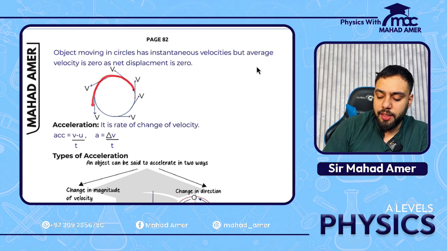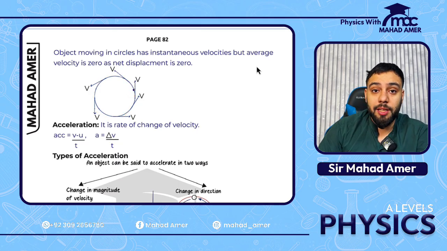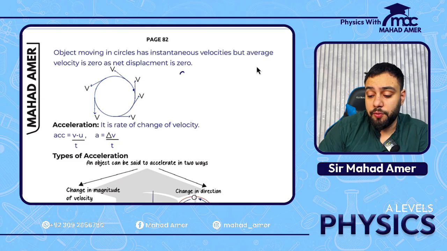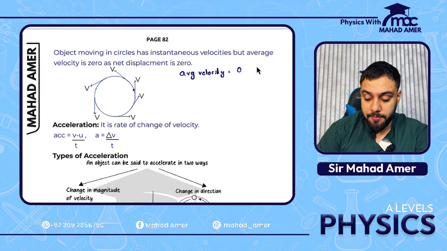If something is moving in a circular motion, and they ask you what is going to be the average velocity of an object, so in a circular motion, average velocity is always zero. This is asked a lot of times in your MCQs. So average velocity in a circular motion is equal to zero, because there is no net displacement.